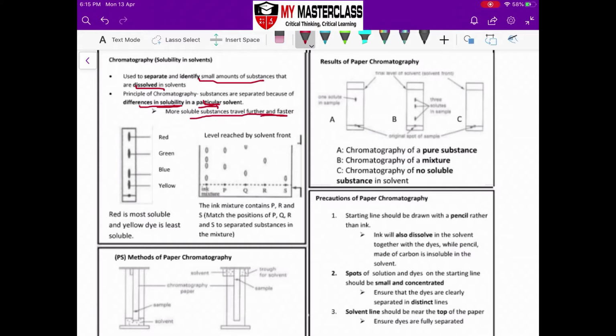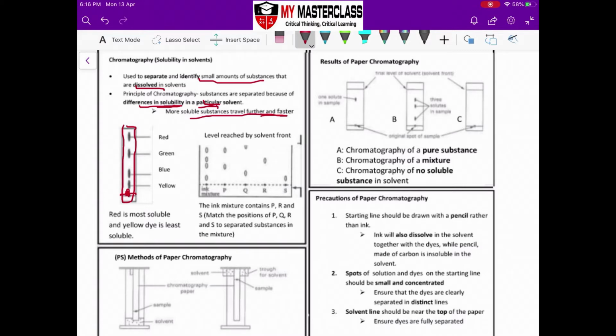Okay, so your chromatography will look something like this, like a piece of filter paper. In this filter paper you will have to draw your starting line, and then you put a sample of mixtures of solutes with different solubility. So for example, the pen ink that you have, even though it is red, it can be made out of multiple different colors mixed together.